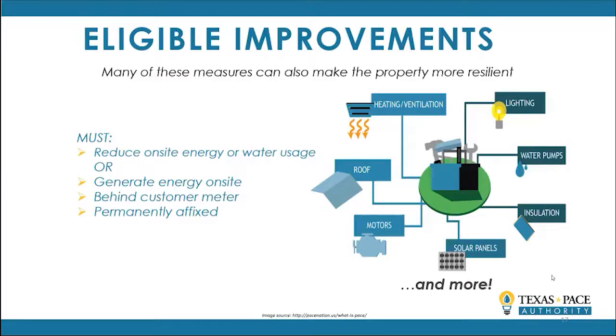There's not a prescriptive list that needs to be followed because the technologies change so quickly that it would probably be outdated the day that it's published. If you're working on a project and you have a question about whether or not a specific technology is eligible, please contact Texas PACE Authority. Now note, we said that these items do need to be permanently affixed to the property. So if it plugs in, like a microwave or a refrigerator, it's likely not eligible.